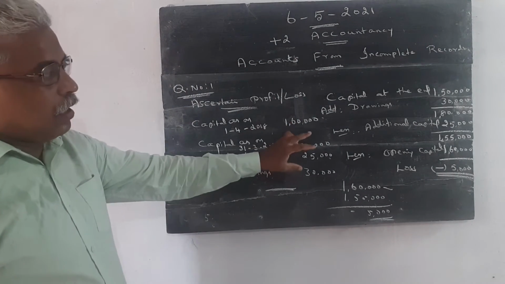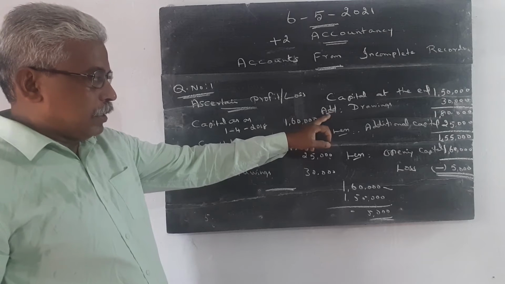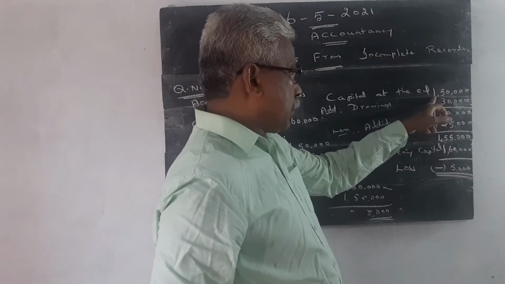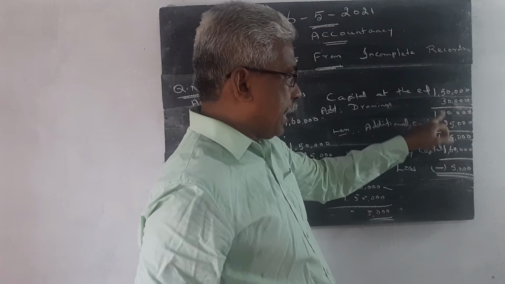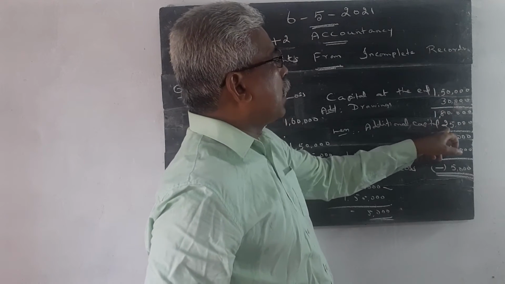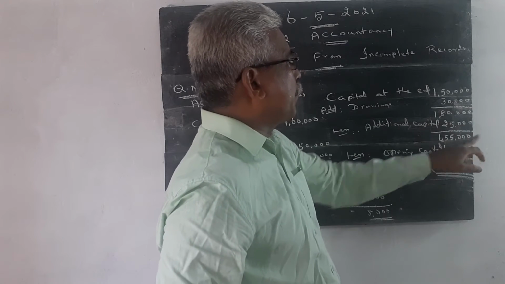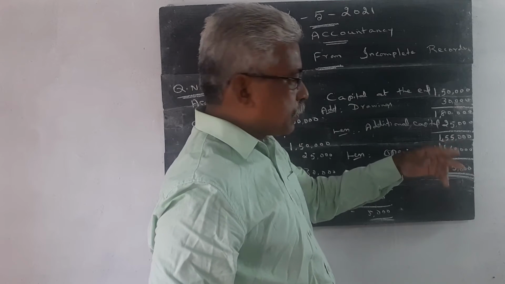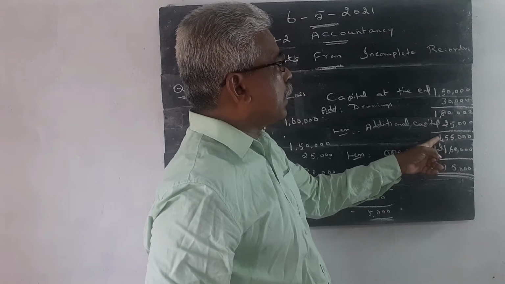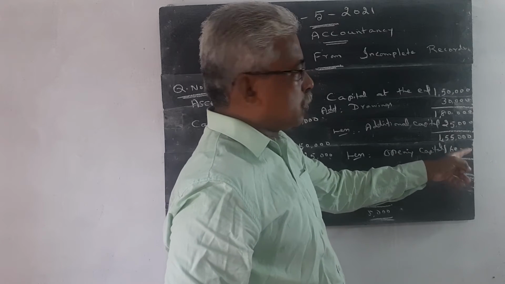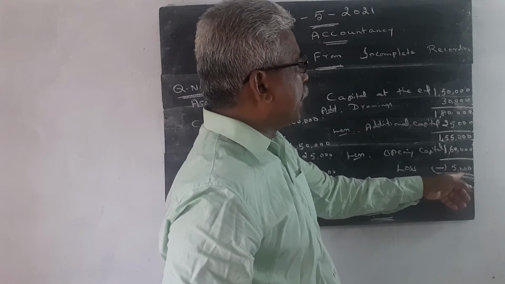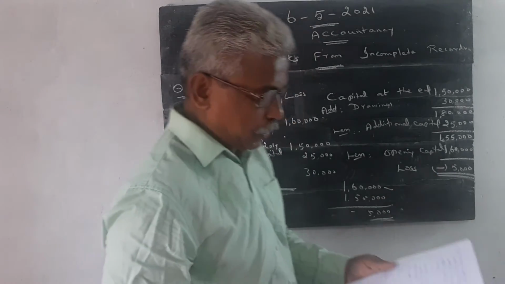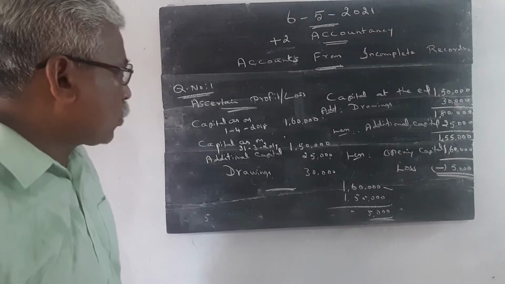If you get the minus figure, it means it is a loss. The same procedure: capital at the end, add drawings, less additional capital, less opening capital. Capital at the end 1,50,000, add drawings 30,000, 1,80,000, less additional capital 25,000, that means 1,55,000, opening capital 1,60,000. We are not able to subtract, so the answer we get is a minus figure, which means a loss. This is the procedure for doing the question. Then question number 3.